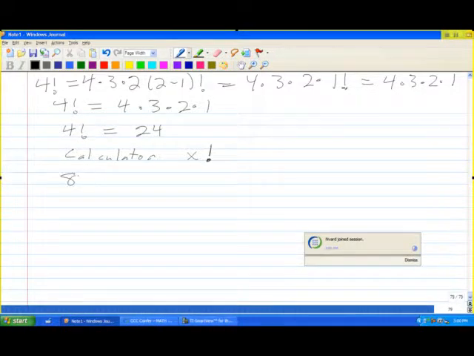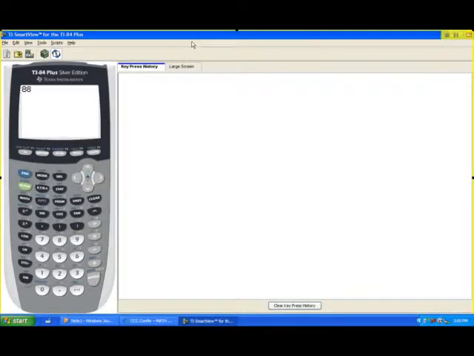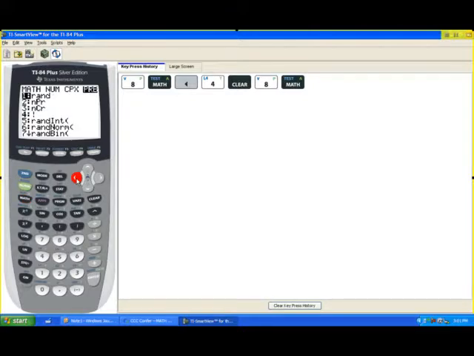So why don't you calculate 8 factorial? Do that on your calculator. On my calculator, I will do 8, and then unfortunately it's under math, PRB, and there it is, the fourth one down. I said a whole bunch of 8s, more than I thought. 8, go to math, PRB, it's the fourth one down.